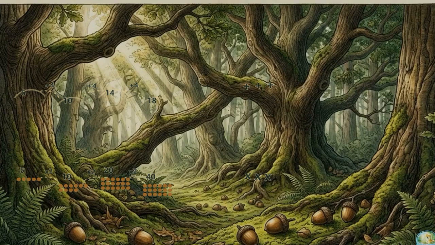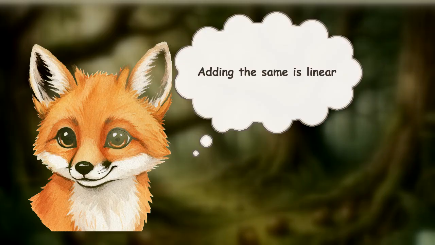So the next time you face a new pattern of growth, just ask yourself, is the change a constant difference or a constant factor? Adding the same is linear. Multiplying is exponential and faster. Exponential always wins later.